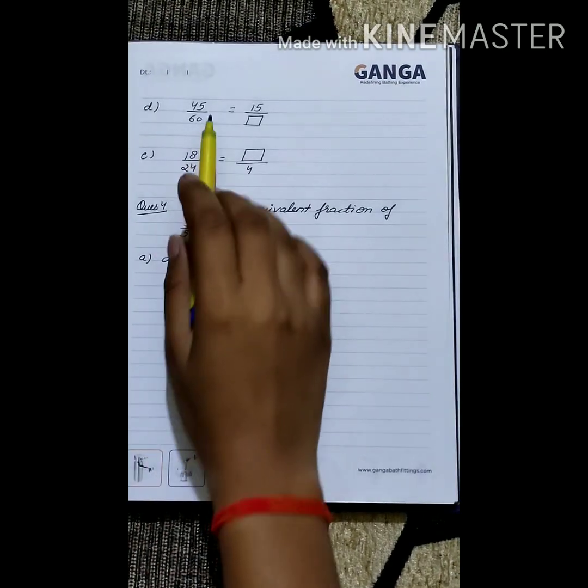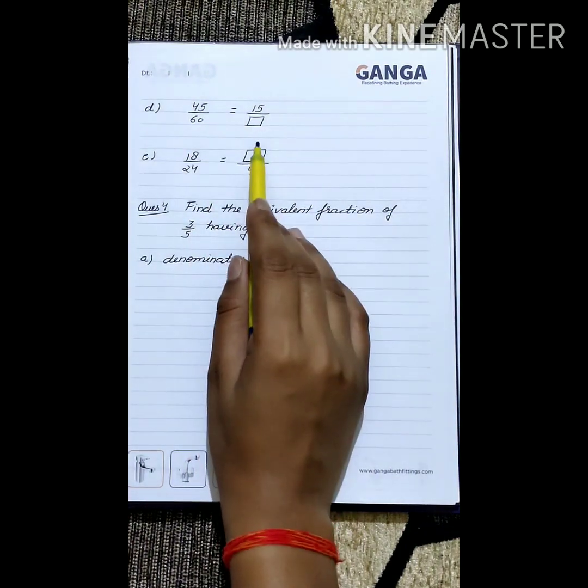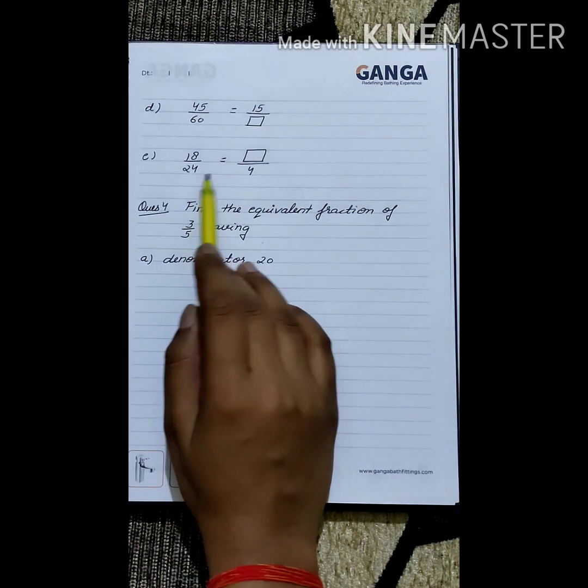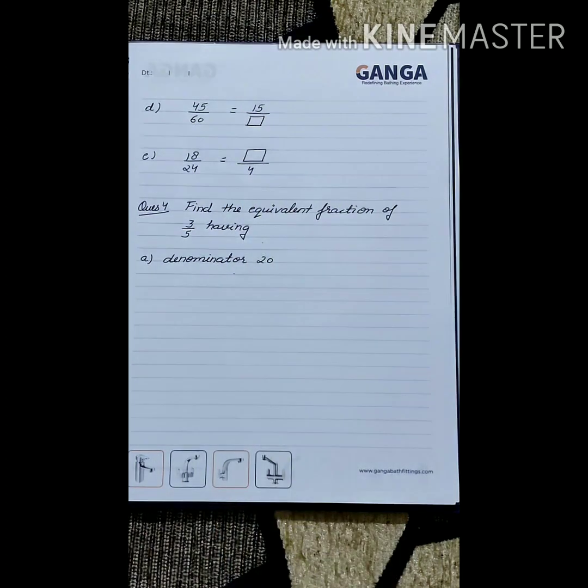D part, 45 upon 60 is equals to 15 upon dash. E part, 18 upon 24 is equals to dash upon 4. Children, it is quite similar to our previous part, so I am giving you as a homework, try to solve.